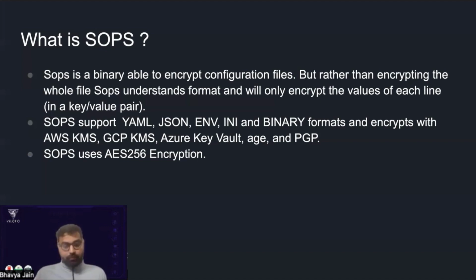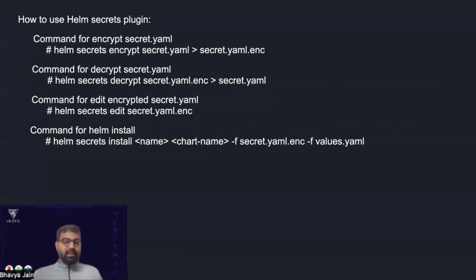And how exactly can we use it? You can run helm secrets encrypt and provide the secret.yaml, which is not encrypted, and it will give you the output of the encrypted file. You can store it and remove the secret.yaml. Second, you can simply decrypt it if you have access. The key point is that in the configuration we provide a KMS master key. If you have access, then only you are able to decrypt it. Otherwise, you are not able to decrypt it.